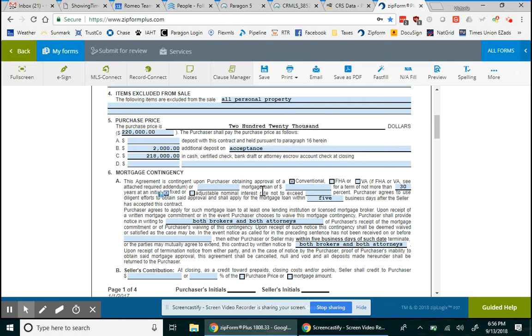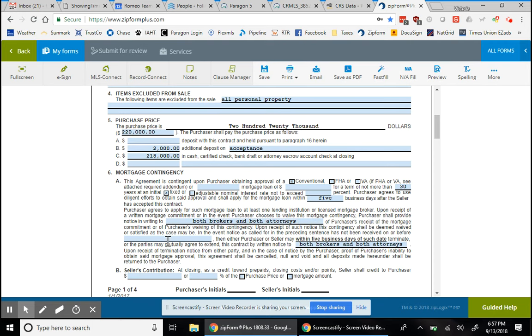Nominal interest rate not to exceed. This is where we use that little space bar again. I do not want you ever writing a percentage amount in there. It is space bar, prevail. Whatever the prevailing rate of the day is. That way, we don't change the contract if rates jump or drop. These are always written in, both brokers and both attorneys, so you don't need to worry about those.